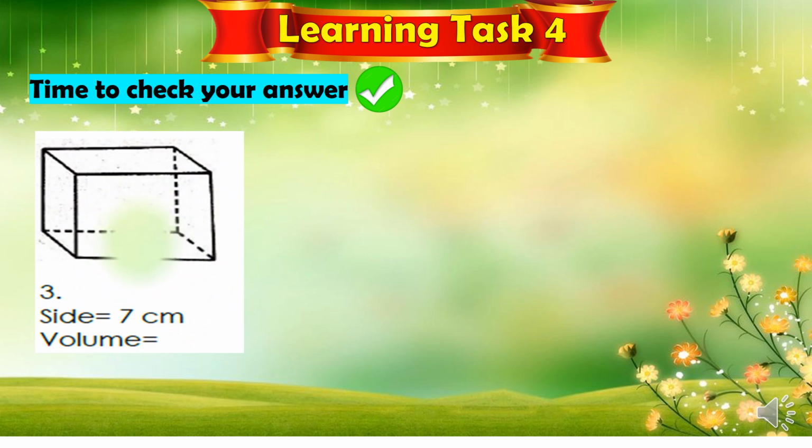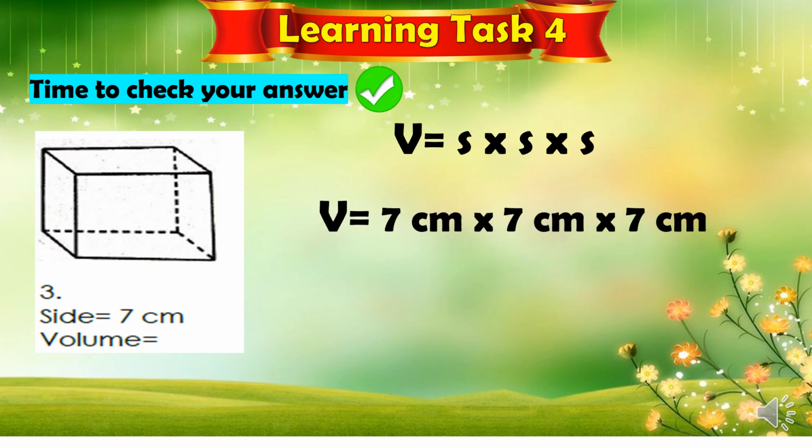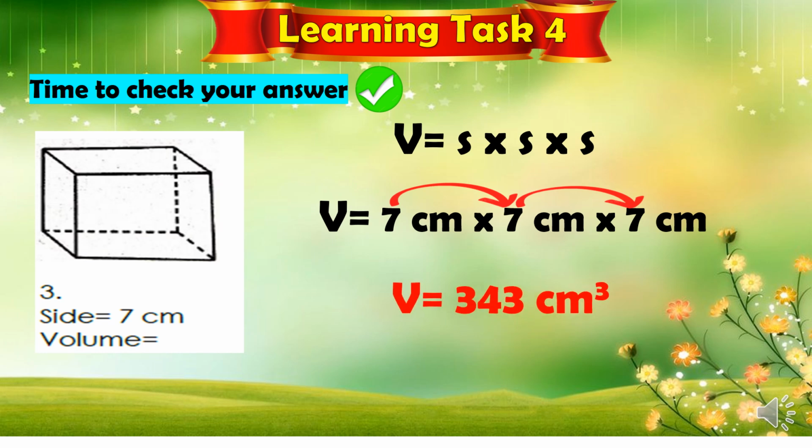For number 3 figure, again, this is a cube because it has only one measurement, and that is the side, which is 7 centimeters. So again, we will be using the formula V equals S times S times S. When we substitute the S, we have 7 centimeters times 7 centimeters times 7 centimeters. That will give us a volume of 343 cubic centimeters.